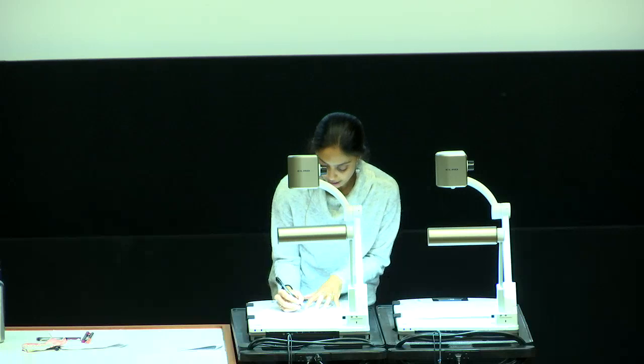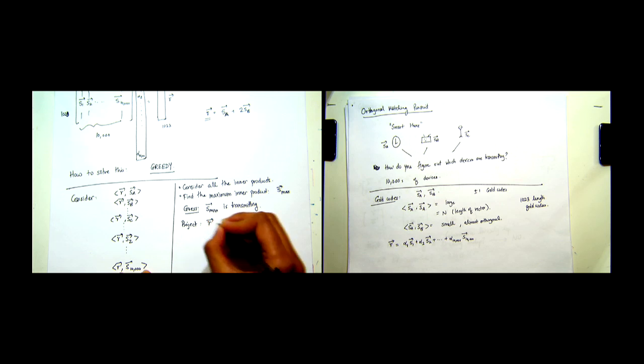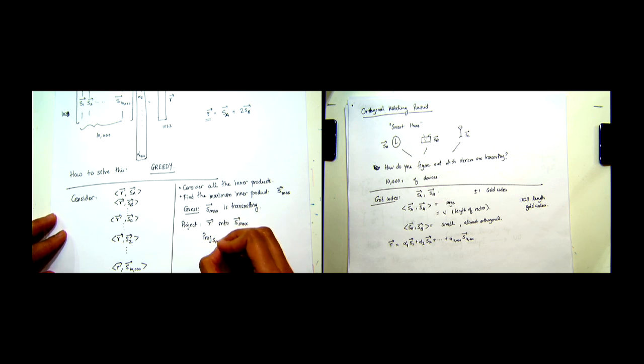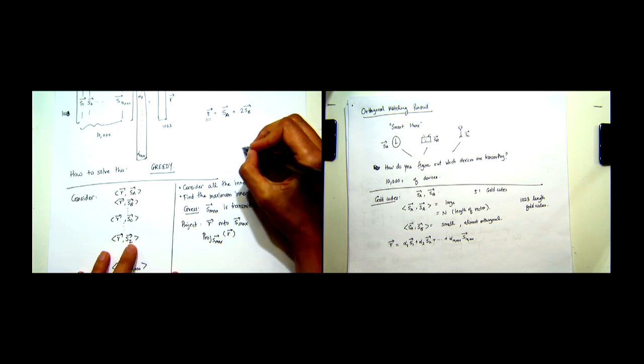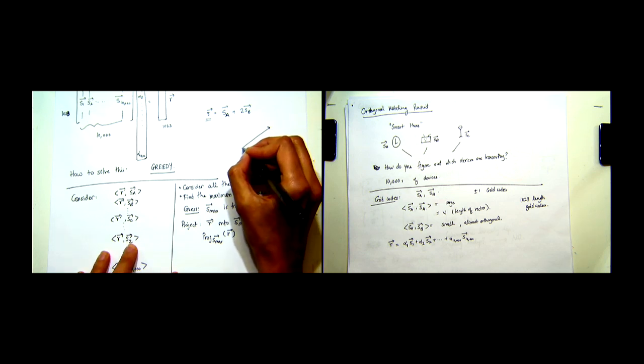And so how do I remove a component? I basically project R onto S max. So I want to consider the projection onto S max of R. Right? I have basically some R, and I have some S max.